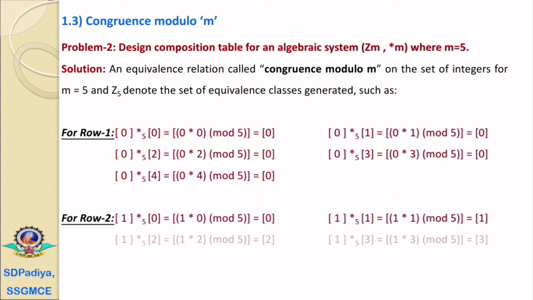For the second row, now when i equals 1, again its combination with j equals 0, 1, 2, 3, 4. That's why we have class 1 into 0, that is 1 into 0, 0, 0 mod 5 is 0. 1 into 1, 1, 1 mod 5, 1. 1 into 2, 2, 2 mod 5, 2. 1 into 3, 3, 3 mod 5 is 3. And the last is 1 into 4, 4, 4 mod 5, that is equals to 4.